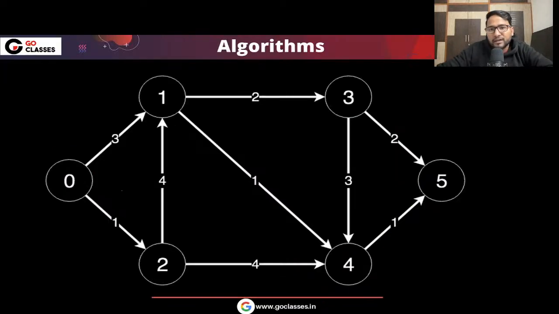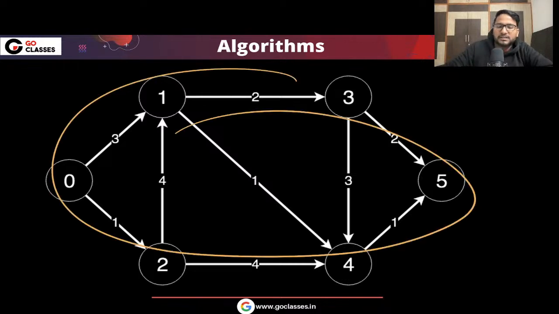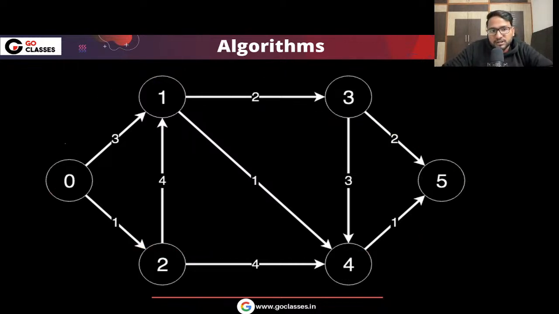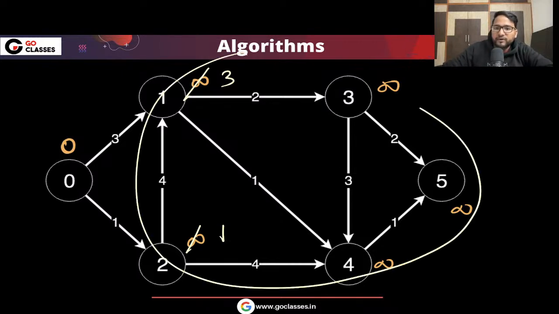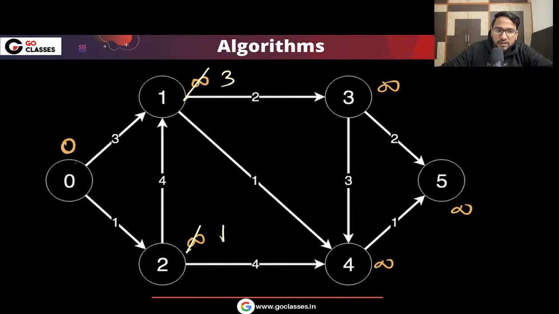So let's just quickly run Dijkstra on this particular graph, and let's see how it is working. Initially this is 0, everything else is infinity, right? Now you relax all the outgoing edges. Now what is the minimum among 3, 1, infinity, infinity, infinity? I think 1 is minimum, so this is done. Now you relax, this is 5, but you don't need to update it. This is also 5, you can update it, right?